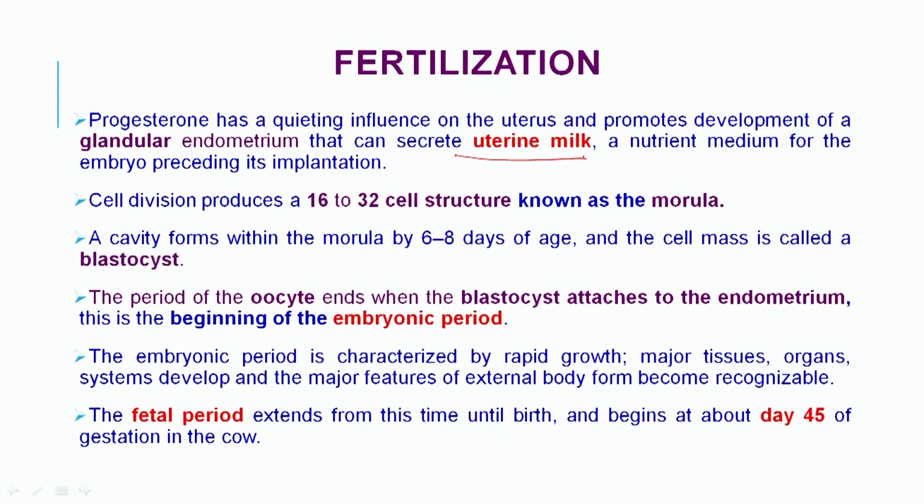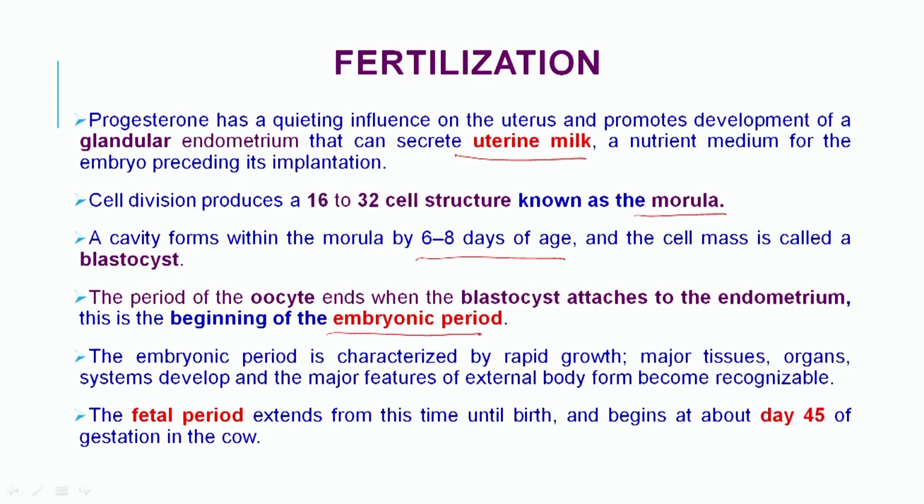embryos. Cell division proceeds to a 16 to 32 cell structure known as the morula. A cavity forms within the morula by 6 to 8 days of age, and the cell mass is called the blastocyst. The period of the ovum ends when the blastocyst attaches to the endometrium. This is the beginning of the embryonic period.